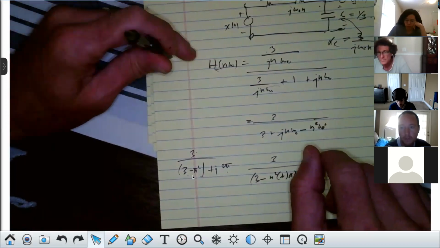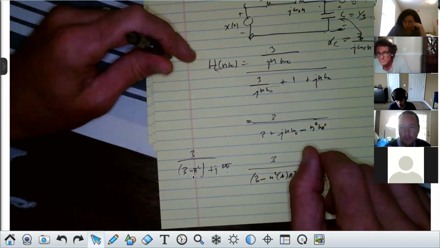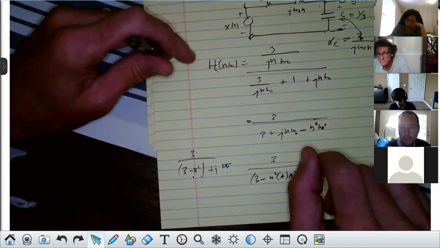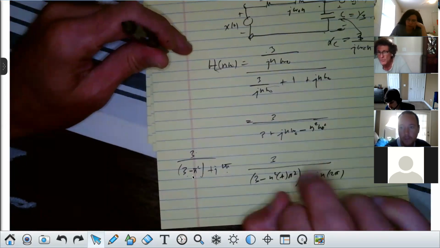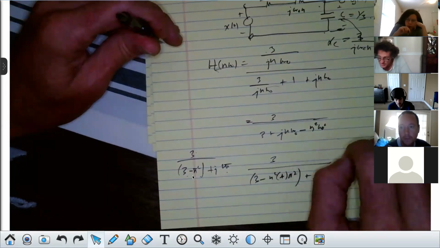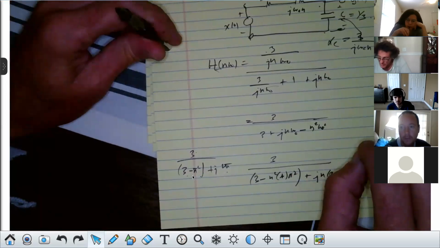So, a quick question. The reason why you set n equal to 1 is because that's the DC component? No, the DC component is n equal to 0. That's just the constant value. Remember, I'm doing this.